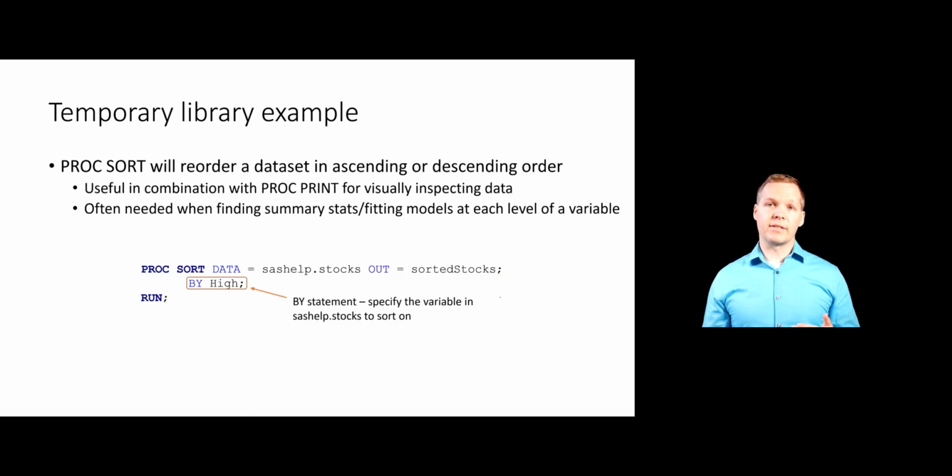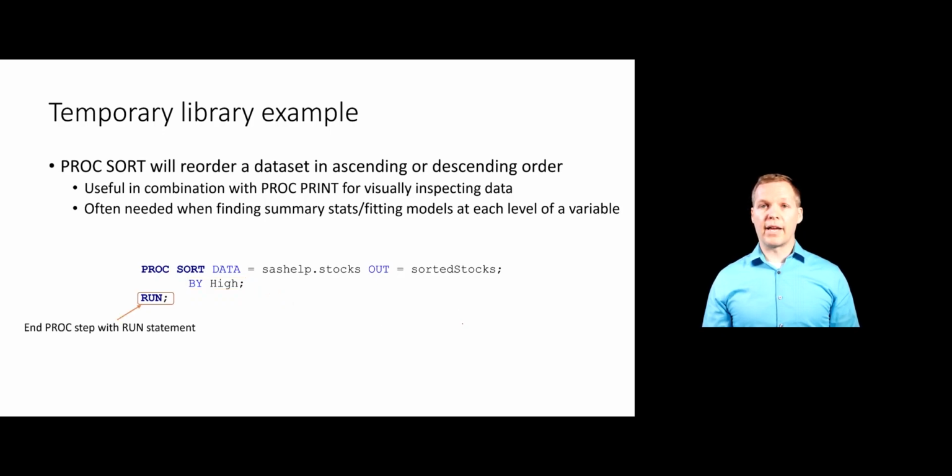After that, you need to tell SAS which variable you want to actually do the sorting by. And so we use a by statement to do that. One of the variables from the stocks data set is called high. So we're going to sort by the high variable. We're going to end the proc sort step with a run statement.